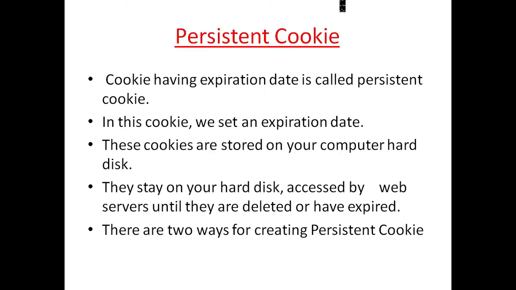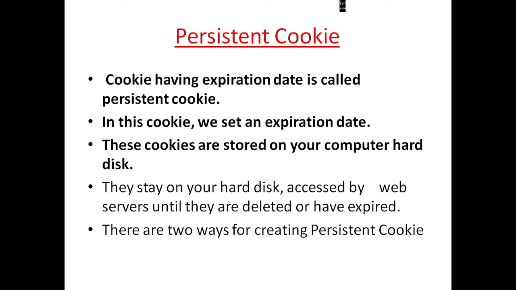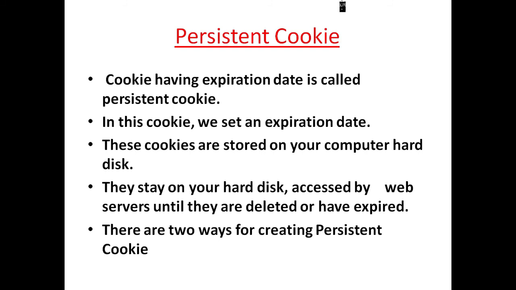Next is persistent cookie. A cookie having an expiration date is called a persistent cookie. In this cookie, users set an expiration date. These cookies are stored on your computer hard disk. They stay on your hard disk, accessed by the web server, until they are deleted or have expired. There are two ways of creating persistent cookies.